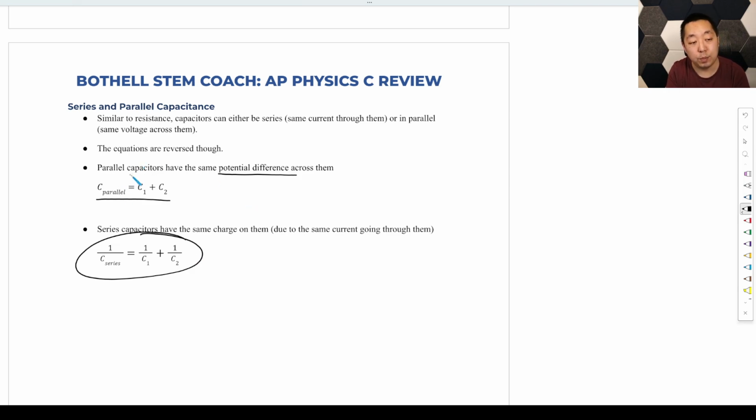Things to keep in mind. For parallel capacitors, they have the same potential difference. For series capacitors, they have the same current, because they're in series and the current can't go anywhere else. But they also end up having the same charge on them because of the same amount of current going through them. They end up with the same amount of charge. Okay.